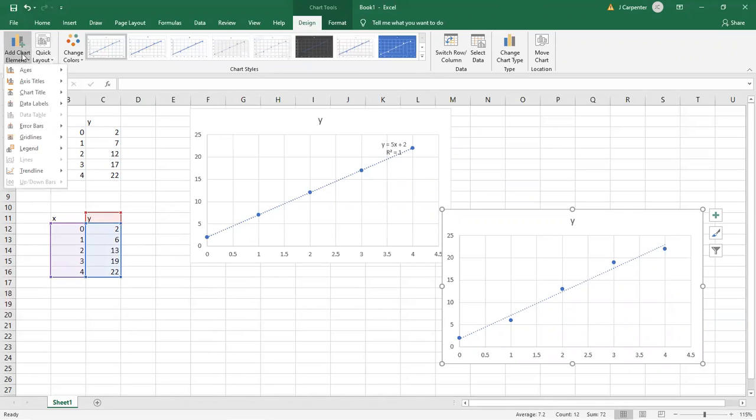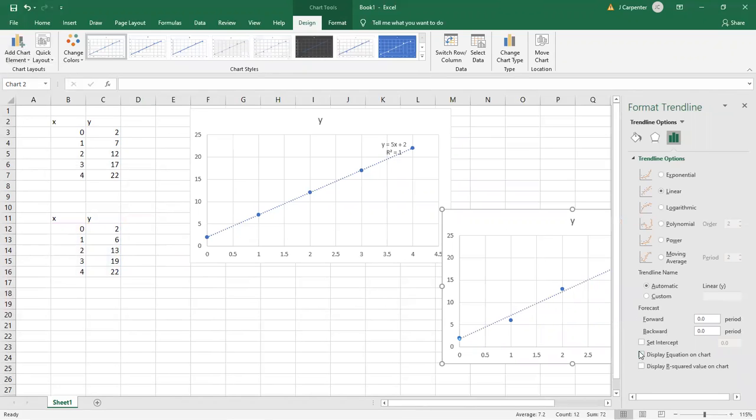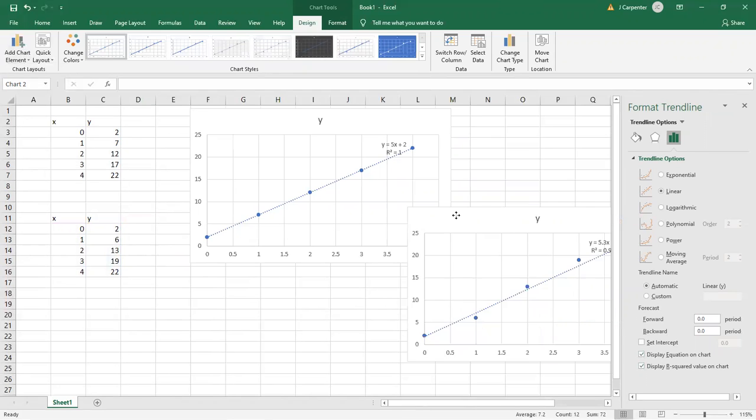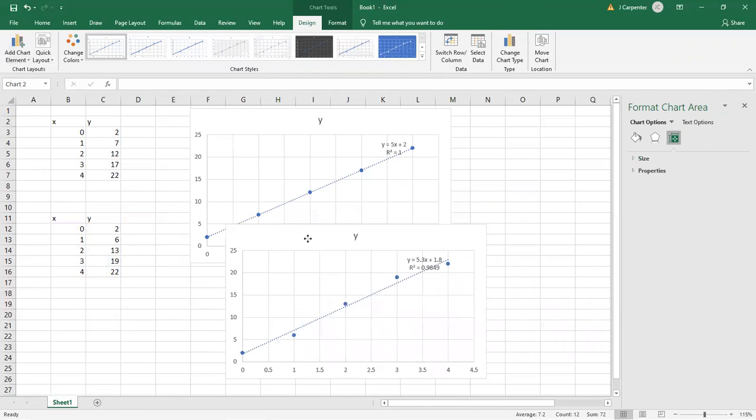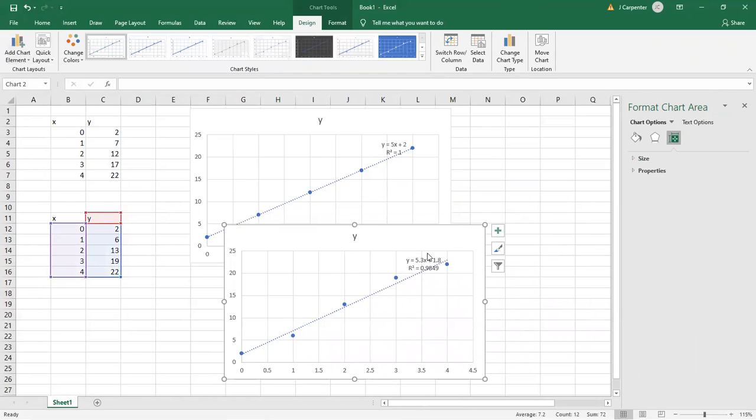And now when I go to insert the extra stuff, the equation and the R squared, you can see that the equation has some decimals in it now because, first of all, it wasn't that as x goes up 1, y goes up 5. It was never consistent. So they're just making a kind of best guess.